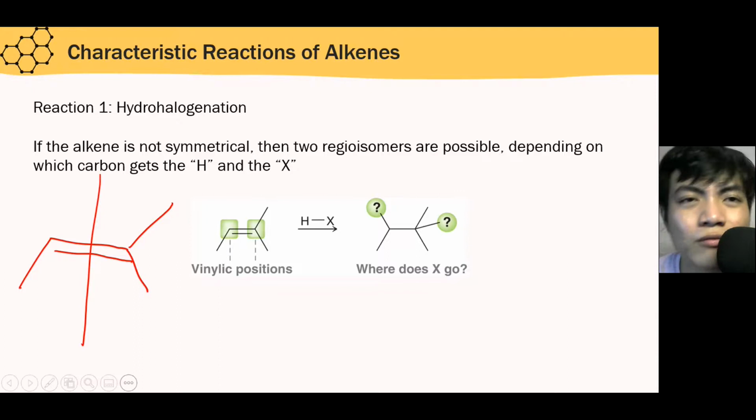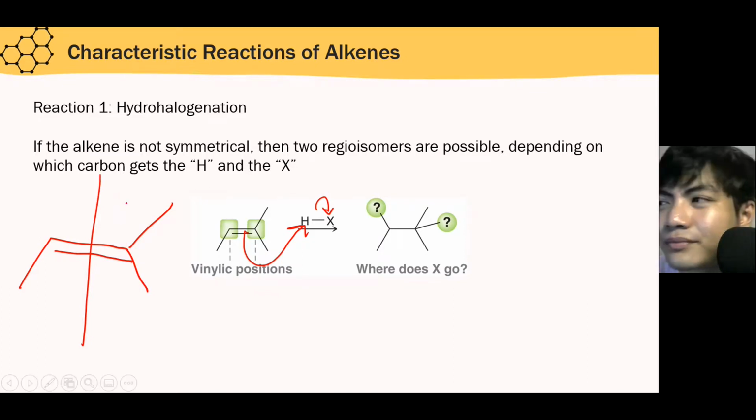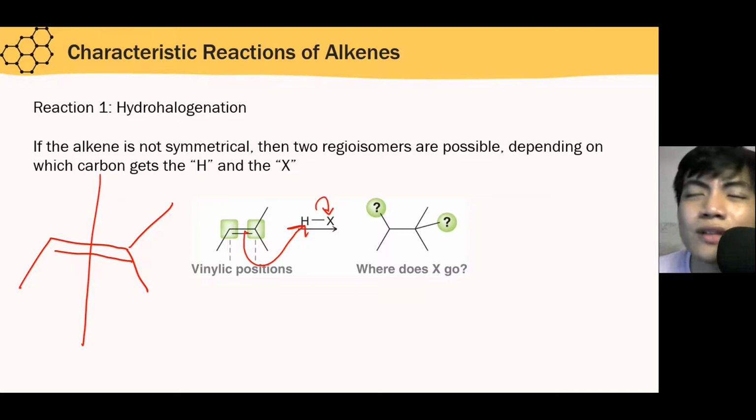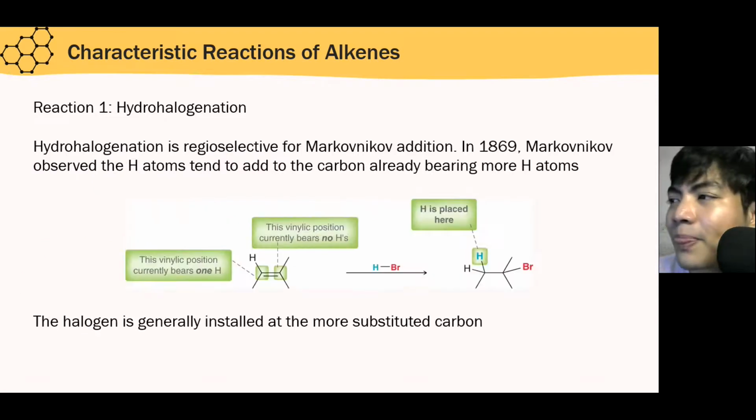The question here is, where will you place the hydrogen? We know that this pi electron will get the hydrogen. Pero saan mo siya ilalagay? Should I place it here? Or should I place it here? Anong sagot doon? So if this is the problem, you have an asymmetrical alkene. Asymmetrical, ibig sabihin non-symmetric. Then there will be 2 regioisomers possible. Okay? So regioisomer meaning ng regioisomer, region, pwede na sa left, pwede na sa right.